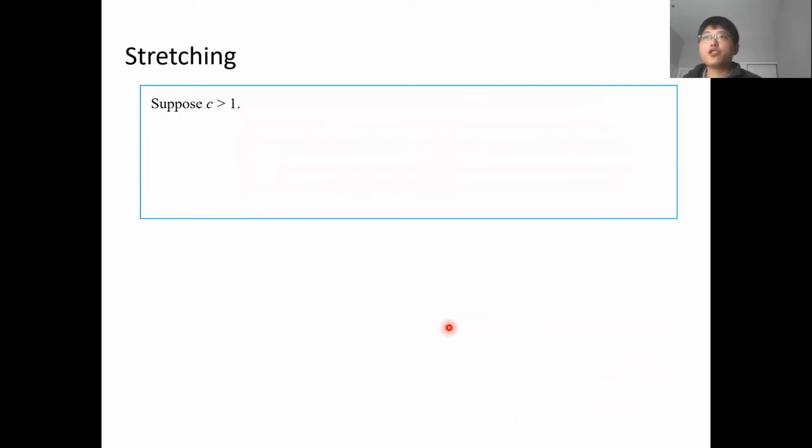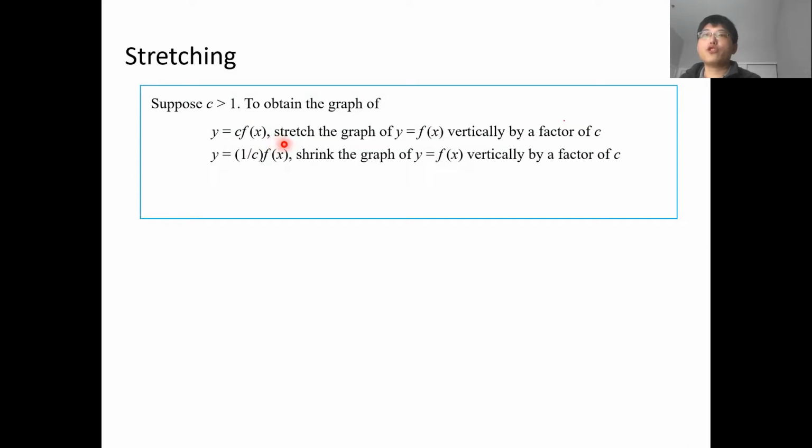Right, so the next operation will be stretching. Now let's suppose c is a number that's strictly greater than 1. Then if we want to obtain the graph of y equals c times f of x, or y equals 1 over c times f of x, all we need to do is to stretch or shrink the graph of y equals f of x vertically by a factor of c. Because c is greater than 1, if you want to obtain y equals c times f of x, that means you need to do a stretching, where this guy is greater than 1.